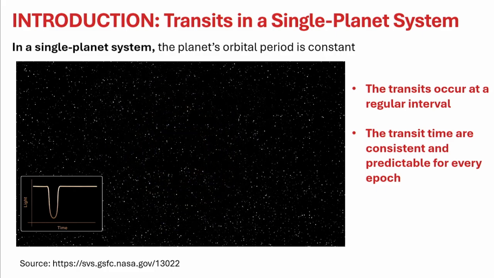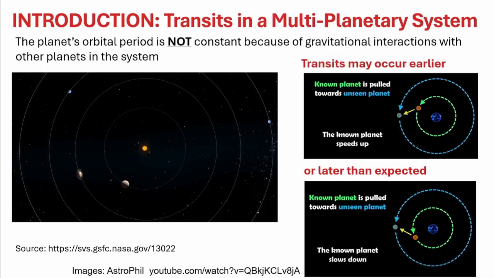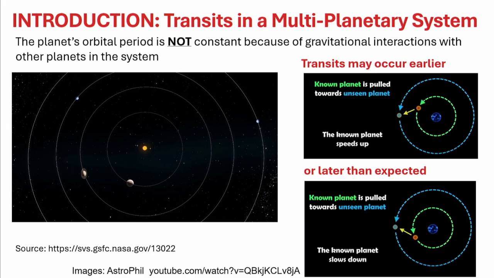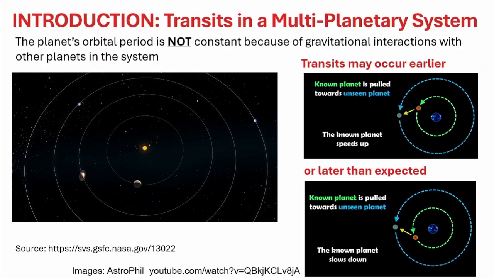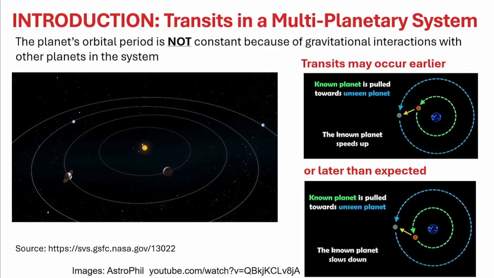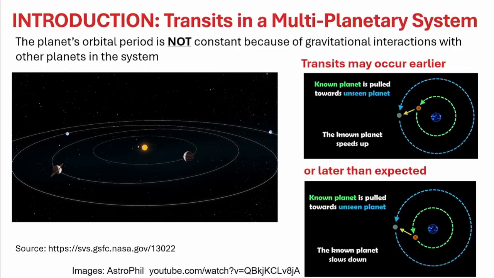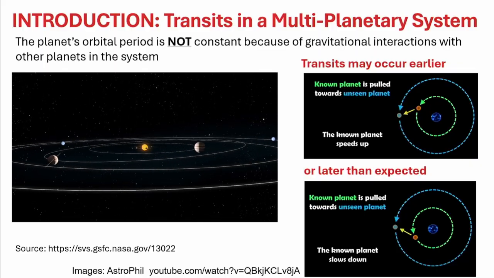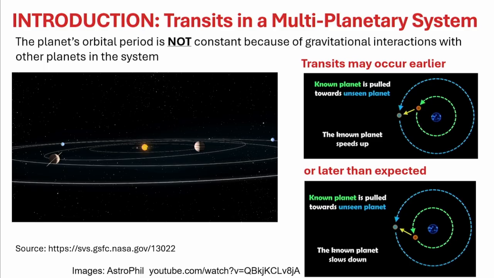But let's complicate it a little bit. What if there's more than one planet? What if, let's say, there's two planets? Now, there's not only the gravitational pull between the planet and the star, but there's also the gravitational pull between the two planets themselves. And that creates changes in the transit timing of the planet.